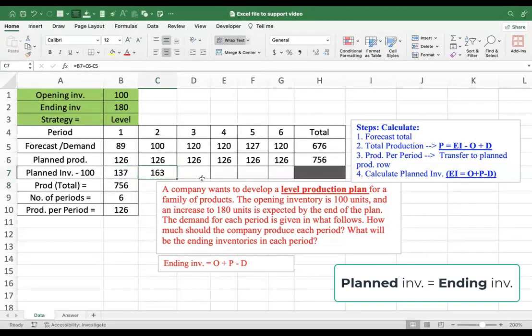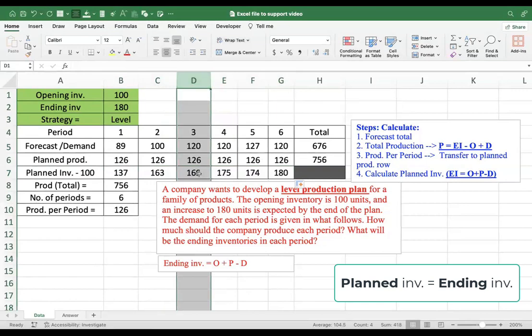Now I can drag on this formula. Remember, for the first two, you need to enter formulas manually. But once you have entered the second one, then we can drag it, and we need to drag it up to period 6. And as you can see here, that planned inventory for period 3 is 169, which means when period 3 finishes, then 169 units will be available for period 4, and then 175 and 174 and then 180. So we have 6 periods. So by the end of 6 periods, we are left with 180 units.